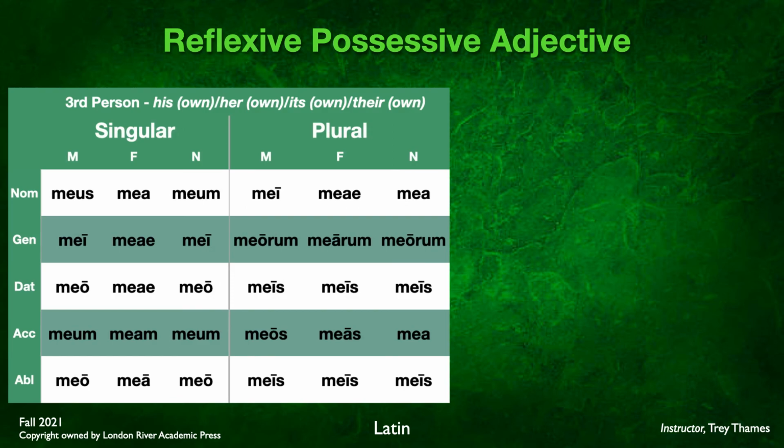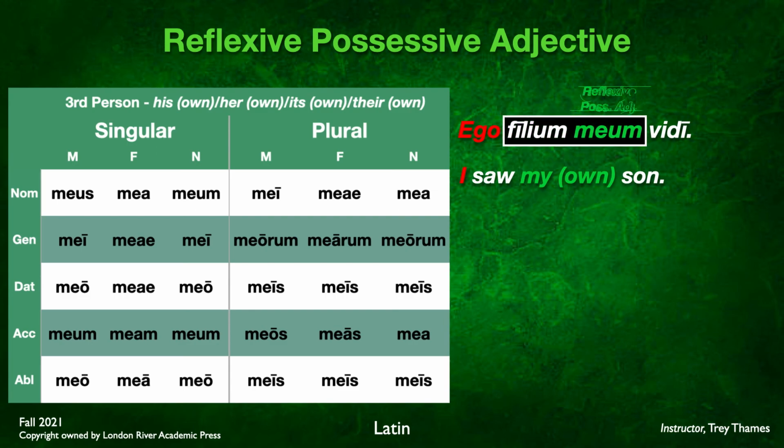Here we have ego filium meum vidi. I saw my own son. Right? Meum is the accusative masculine singular. It is reflecting back on the personal pronoun ego, I. I saw my own son. Not anybody else's son, my son.